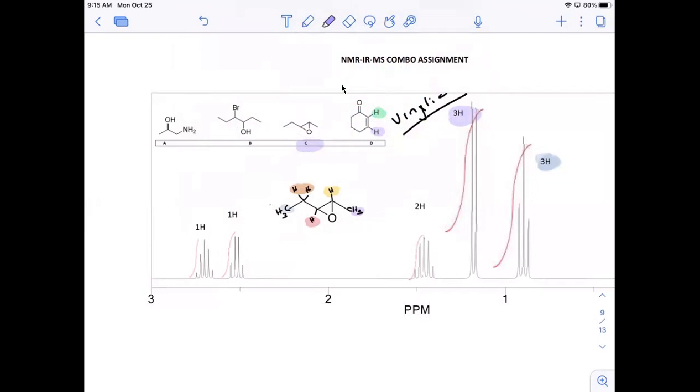And the location matters because it's an alkyl type proton. It's a little bit further downfield than the other one, because of its proximity to oxygen in that epoxide, but it's still an alkyl proton, still showing up in the same region where it should.